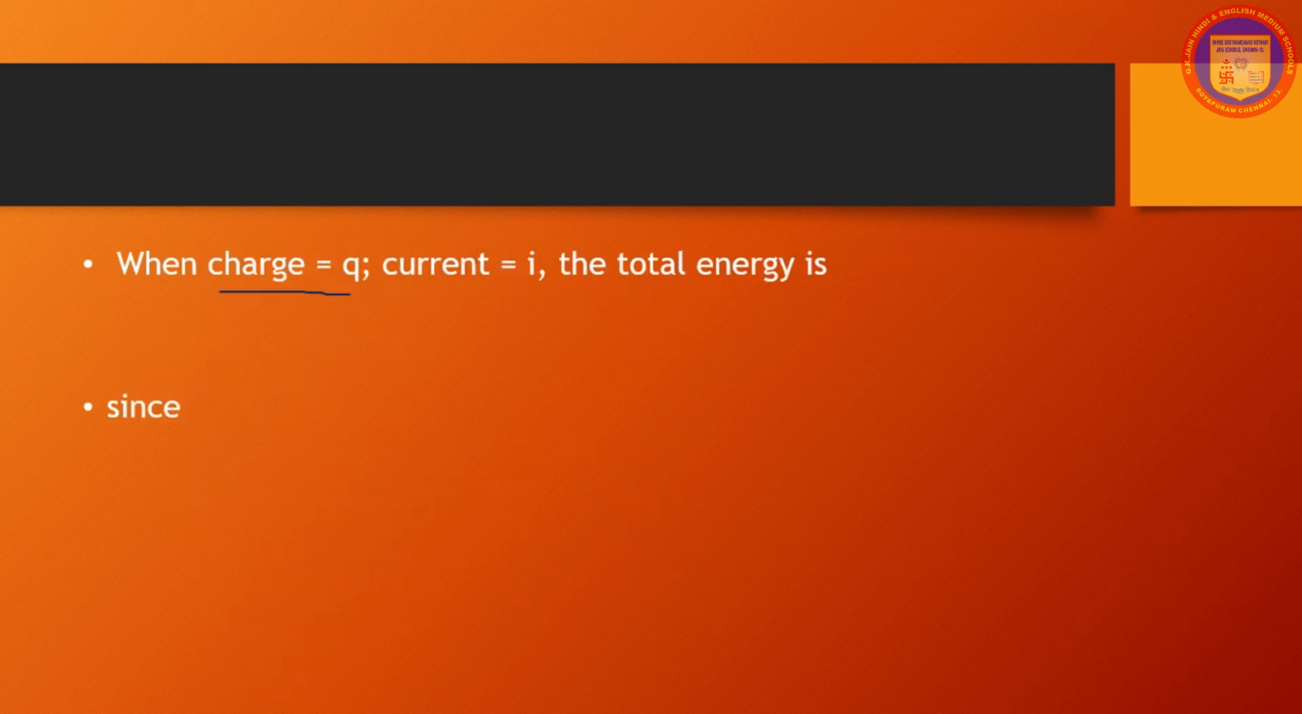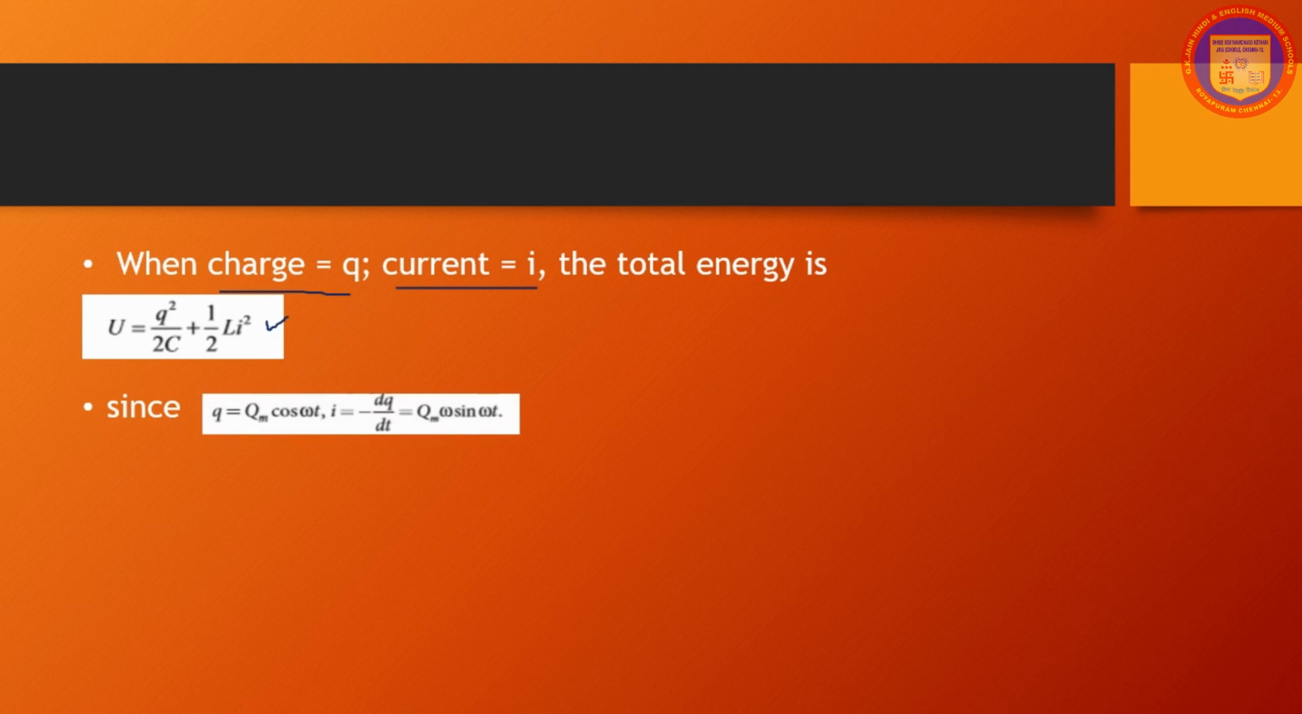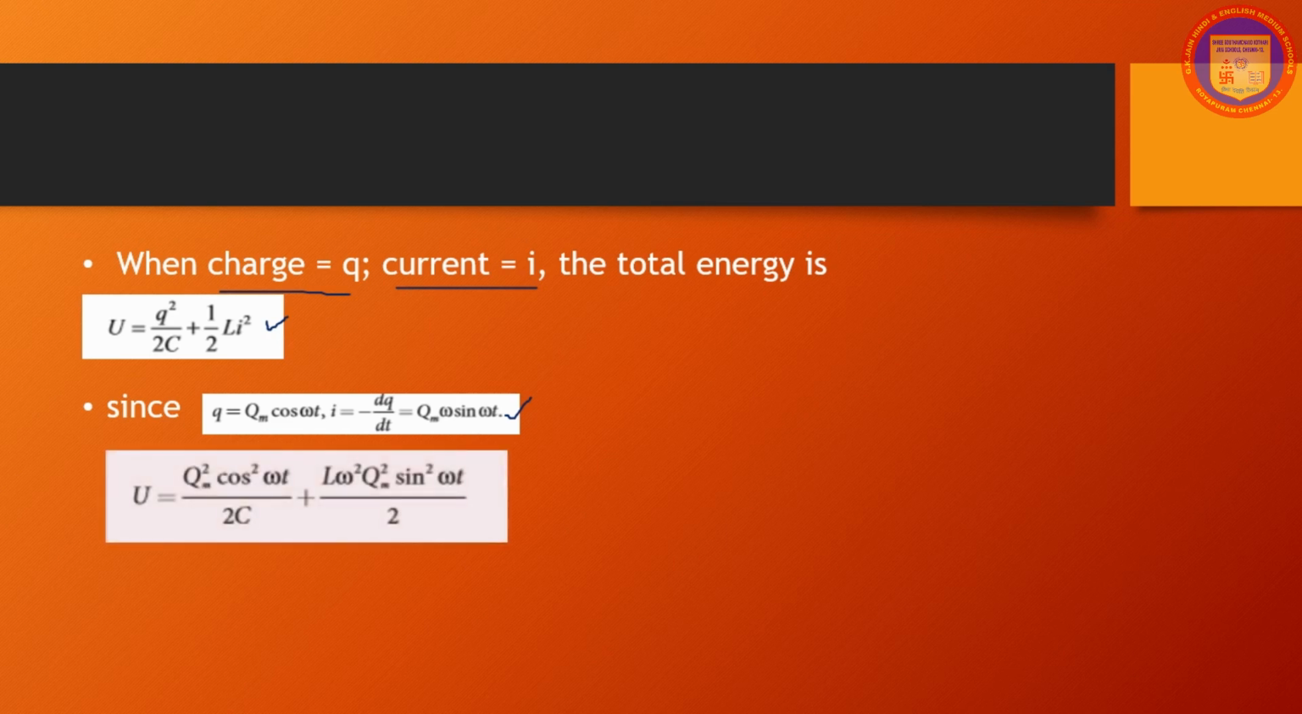Case 3. When charge is equal to Q, current is equal to I, then total energy is given as U is equal to Q square by 2C plus half L I square. Since Q is equal to Qm cos omega t, I is equal to dQ by dt. When you differentiate, you will get Qm omega sin omega t with a negative sign. So the negative sign shows that the charge in the capacitor decreases with time.